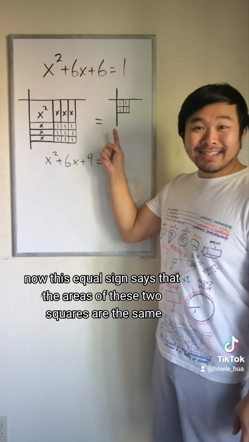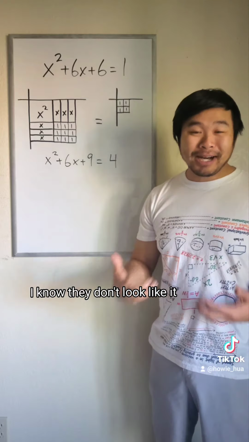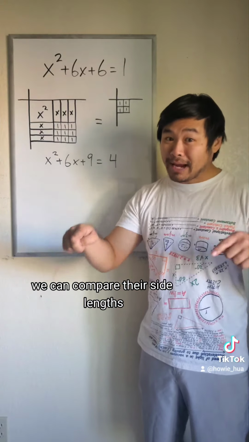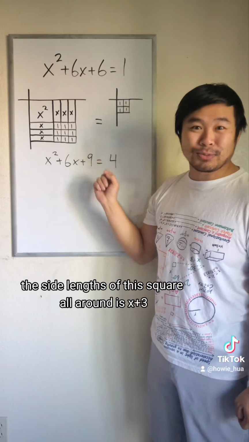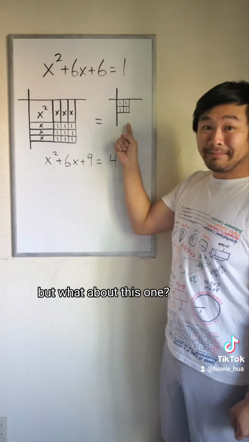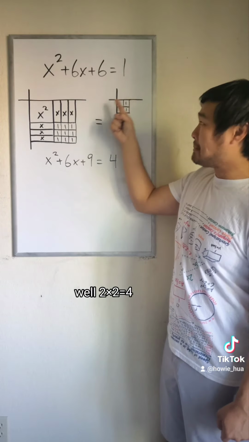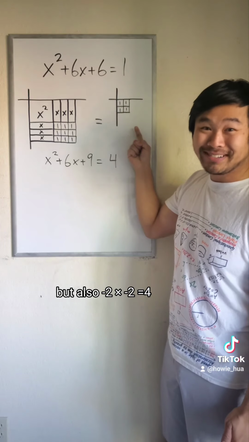Now, this equal sign says that the areas of these two squares are the same. I know they don't look like it, but it's true. And if the area of two squares are the same, we can compare their side lengths. The side length of this square all around is x plus 3, but what about this one? Well, what times itself equals 4? Well, 2 times 2 equals 4, but also negative 2 times negative 2 equals 4.